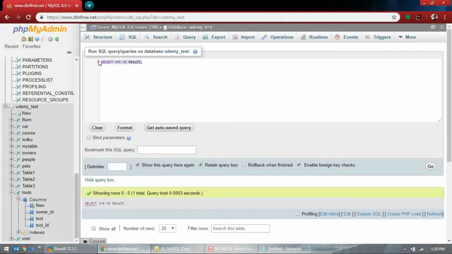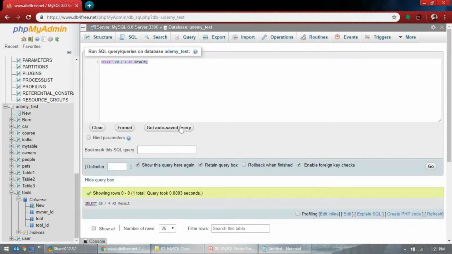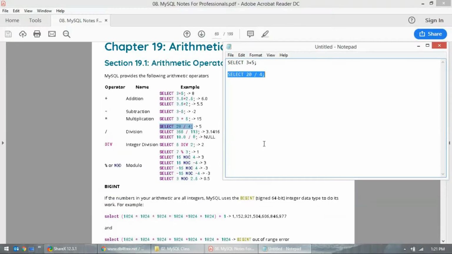We are not using any tables, so this should be pretty easy. And I want it as result. So I'm using aliasing here, instead of showing this, 20 by 8 should show as a result. Okay, fine. 20 by 4 is 5, of course.